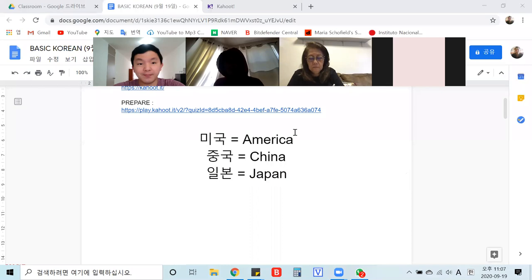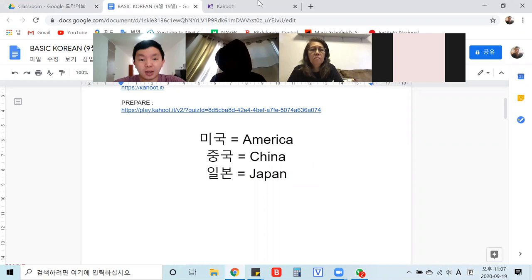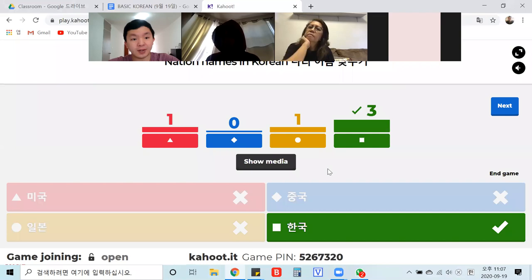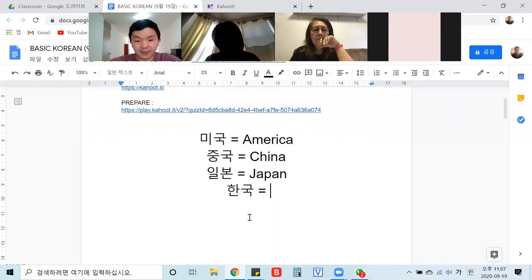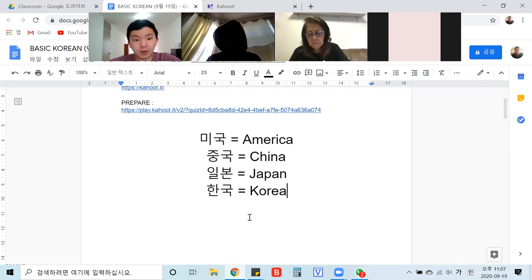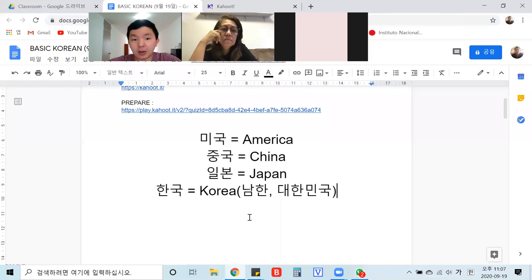And how do we say Korea? You saw the flag, the picture, yeah? That was a Korea flag, actually. Hanguk. Everyone try to say Hanguk. Exactly. Maybe some of you saw another way to say it. For example, two different ways: 남한 or 대한민국.